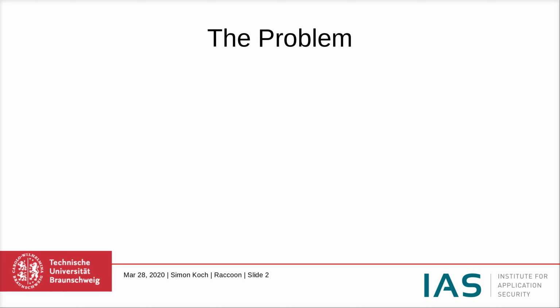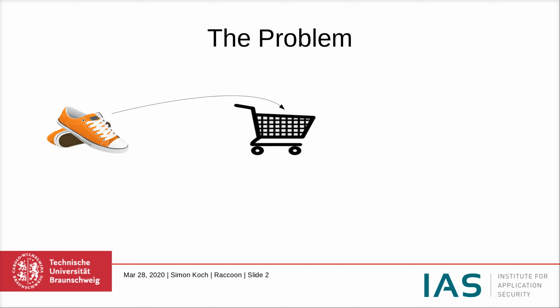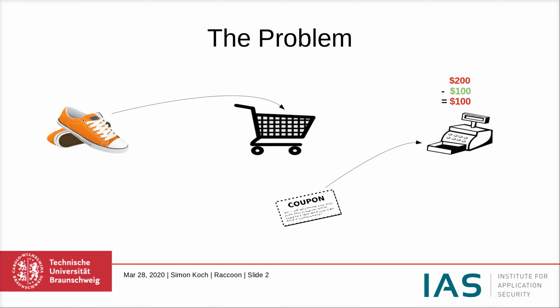Probably everybody has been online shopping before, and in our example we are trying to purchase a pair of shoes. We put the shoes into the shopping cart and proceed to the checkout, which tells us that the value of the selected items is $200. However, we have a coupon that we can apply. Applying the coupon leads to a reduction of $100 of the shopping cart value. However, the value of the coupon was $100, and when we try to apply the coupon a second time, we're denied, as the coupon has been used up.